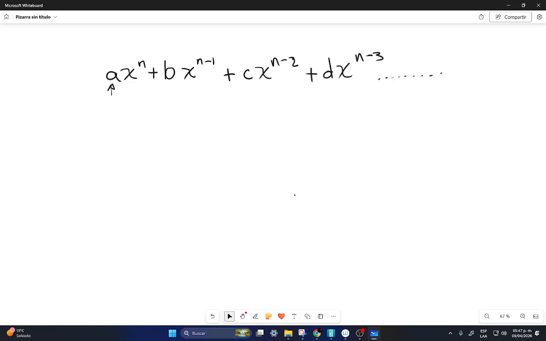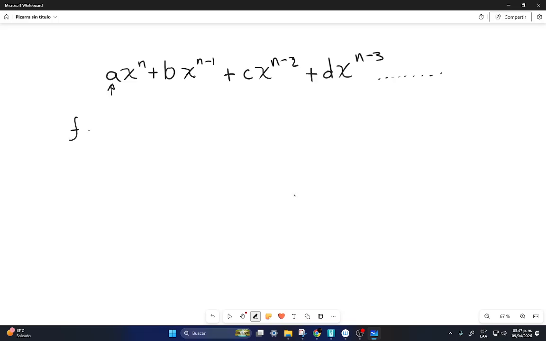A, B, C, D are real numbers, and these exponents technically have to be integers and positive. But for differentiating, we don't need to have that condition. We can have negative exponents, we can have fractional exponents, and with that we can apply the power rule that I just talked about.